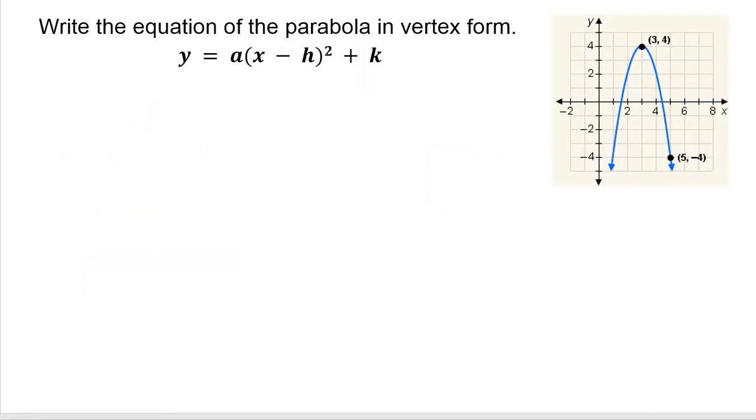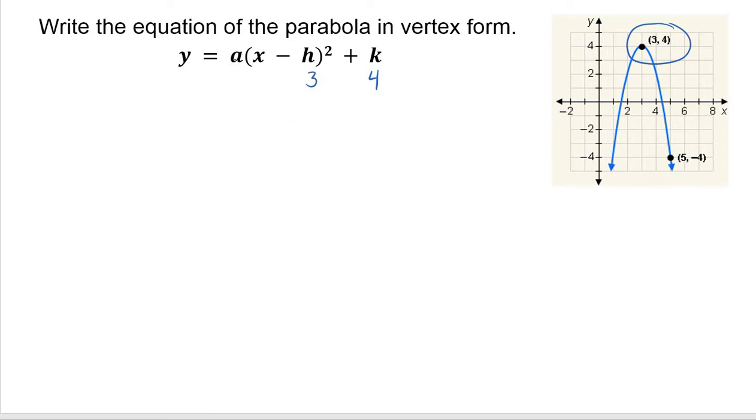How about something like this? Write the equation of the parabola. So they give us a picture, they give us the graph, and they want us to write this equation. Well, let's think about what we know. Notice they gave me a key point here. Hey, that's the vertex, which is hk. So I actually know this value is 3 and this value is 4. Well, that's great. I already know 2 parts of the equation.